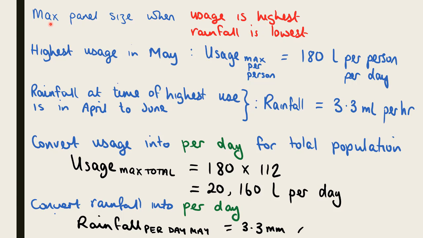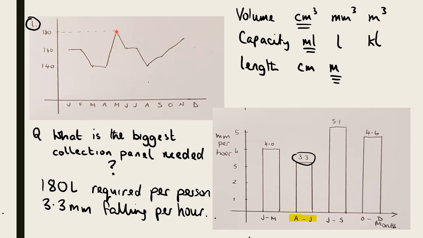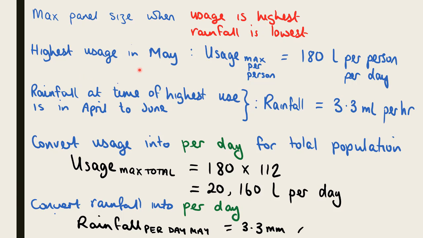The maximum panel size is when usage is the highest and rainfall is the lowest. Now, rainfall isn't the lowest in our case because we know exactly when our usage is the highest, which is in May, so we've got to use May to measure it by here. As it happens, that's the lowest bar, but if it wasn't the lowest bar, we'd still have to use this value here because we know that the maximum usage is here. So you'd need to describe that in your task.